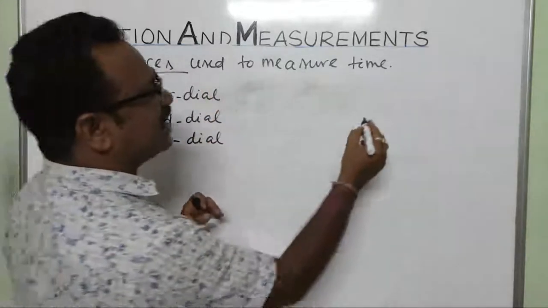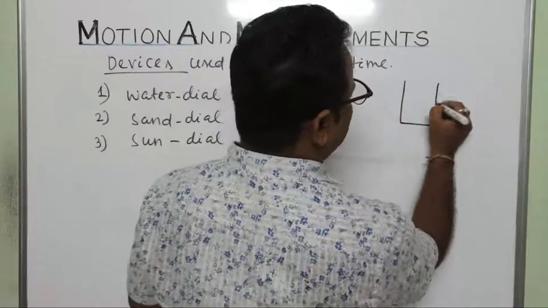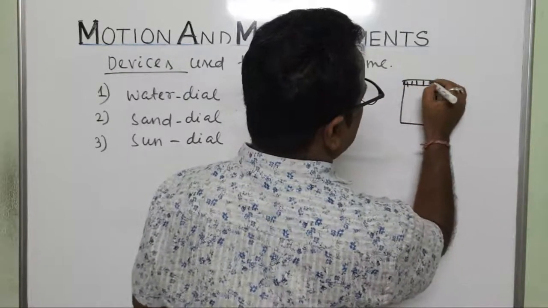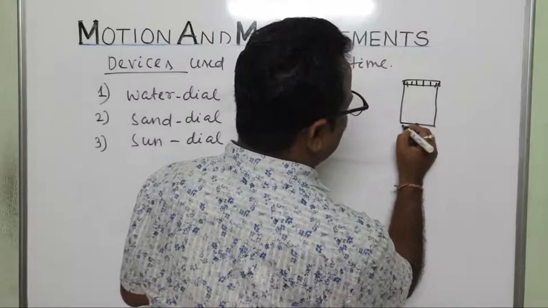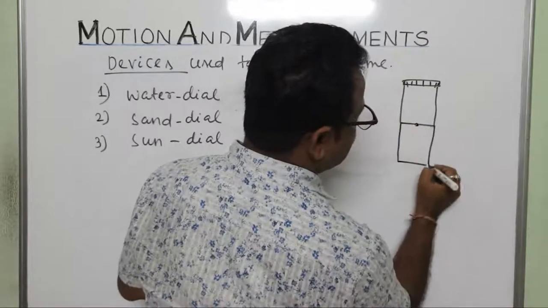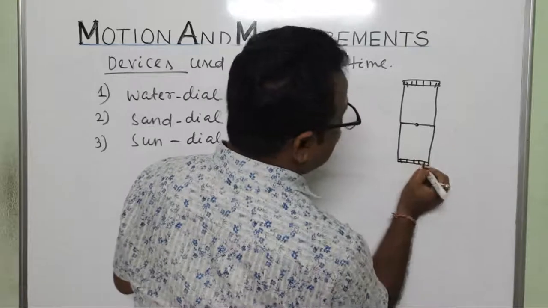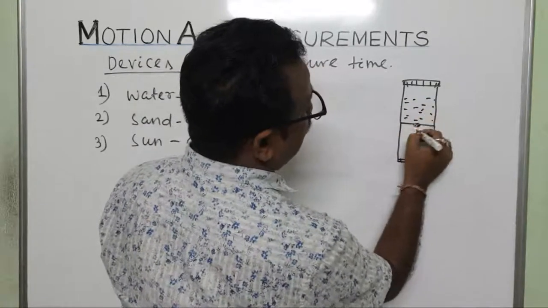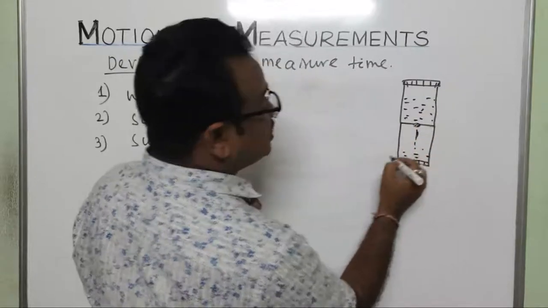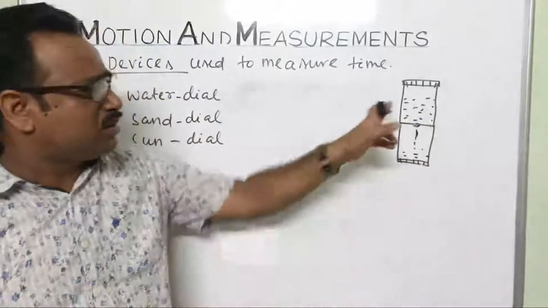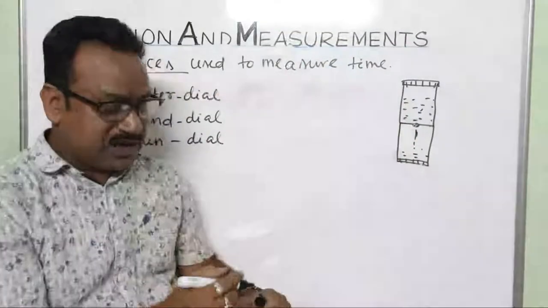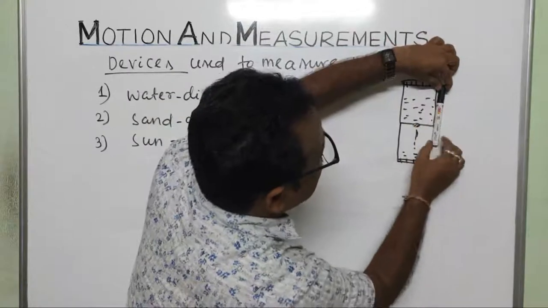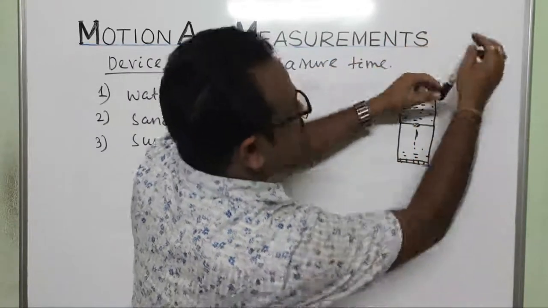See, water dial. Water is there in one pot. It is given a closed container. This is a closed container. Another one, this is also completely closed. Now there is a hole. Water is there up to this. So water is coming to this pot. How much time? Let's say 1 hour or 2 hours. From this to this, then invert it. Then dropping from this part to this part. After completion of this part, then invert it.